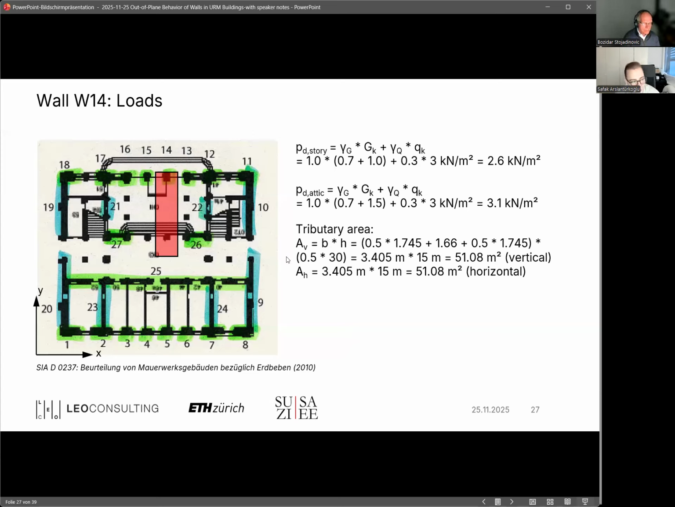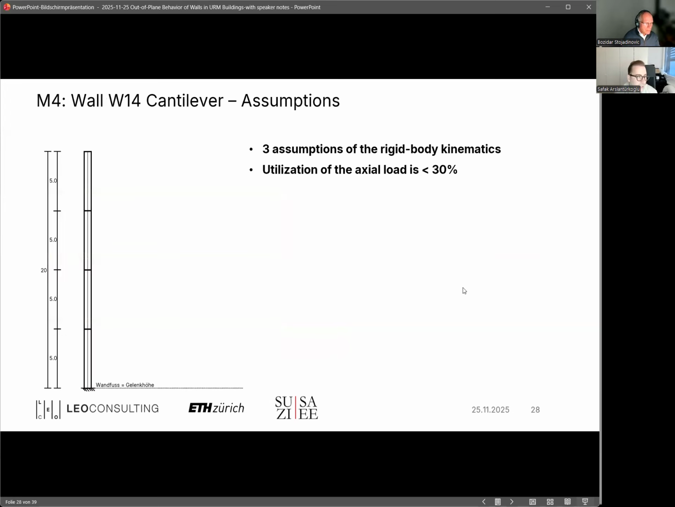Here we have to differentiate between the area for the vertical load and for the horizontal loads. What you see here is for the horizontal load, so it goes up until the mid-axis, just because we assume the timber beams run from one facade to the mid-axis and from the mid-axis to the other facade. So that's why the consideration.